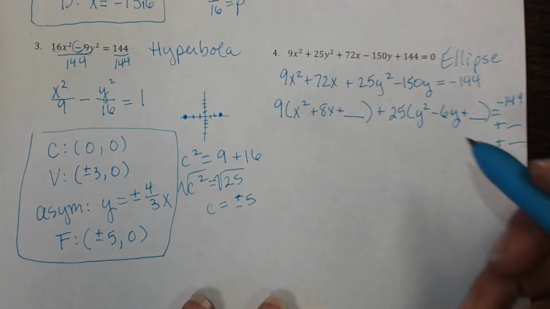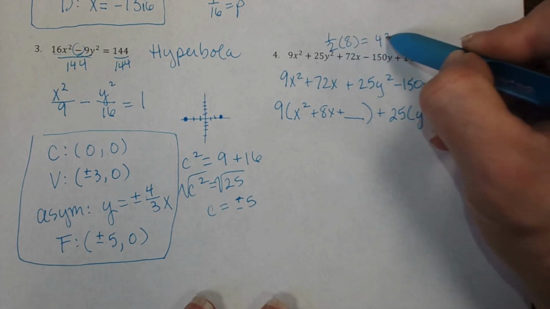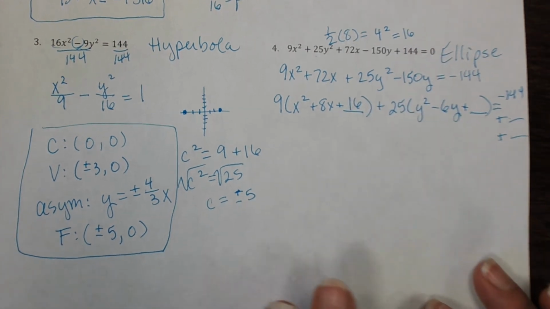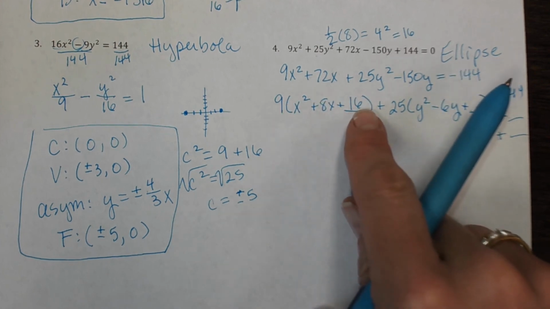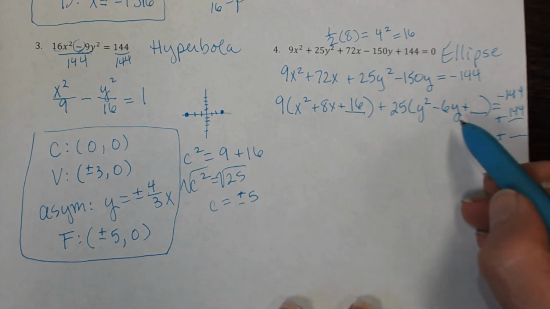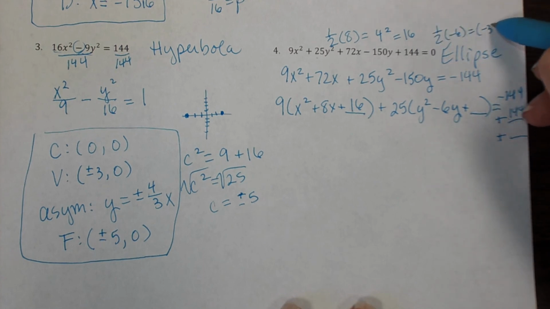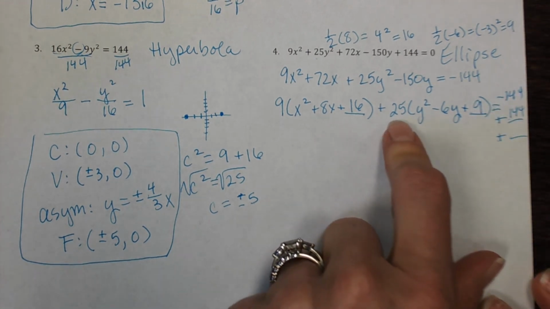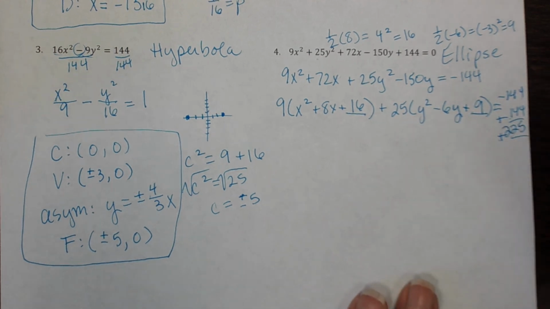Okay, so we go over here and we're going to say, all right, what's half of 8? That's 4, squared is 16, so I'm going to add 16 here. Now remember that it's not just adding 16, I'm adding 9 times 16. So that is 144. And then I'm going to take half of negative 6, which is negative 3, squared is 9. So I'm adding 9. But again, I'm not just adding 9, I'm adding 25 times 9, which is 225.